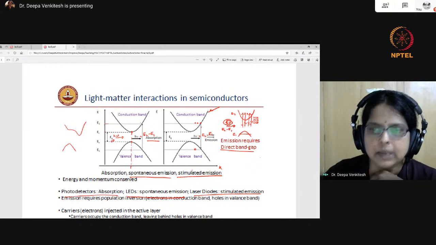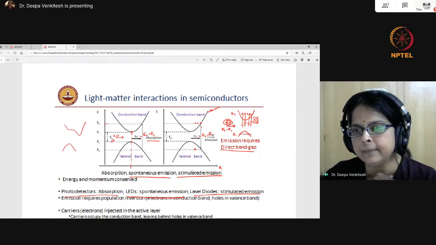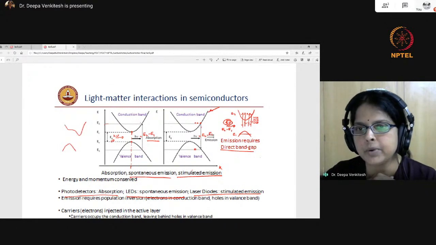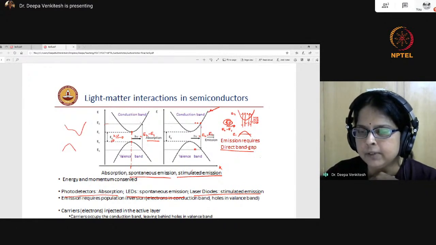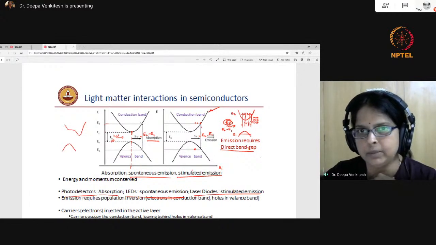So that is why we say that even in the case of LEDs, of course, in stimulated emission you need photons interacting with the electrons in the conduction band to stimulate the whole process. But even for spontaneous emission, you would need a population here, otherwise there is no emission. That's what I meant. So that's one question that needed clarification.